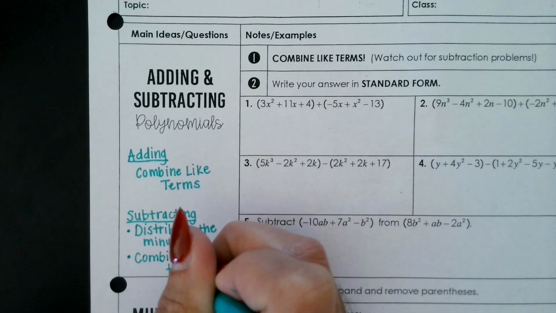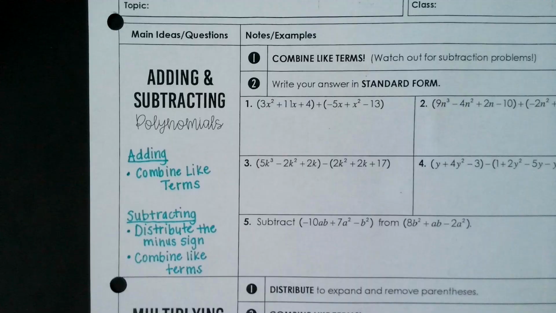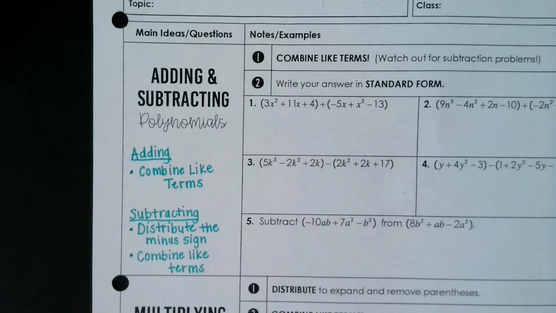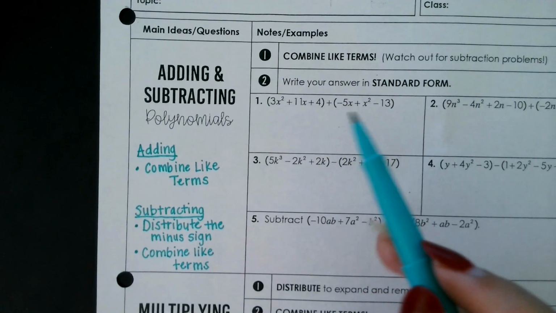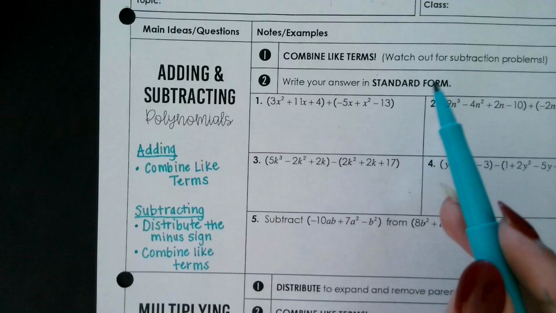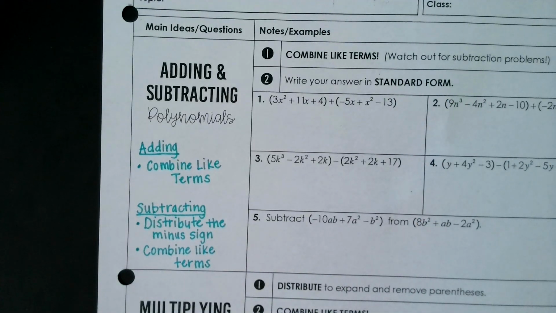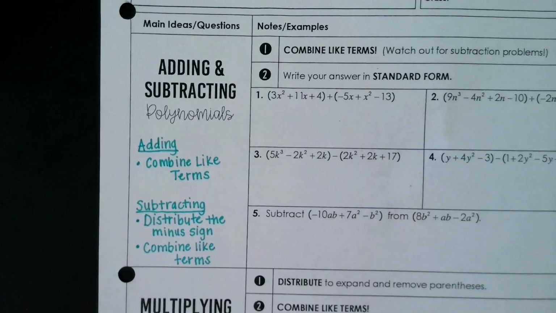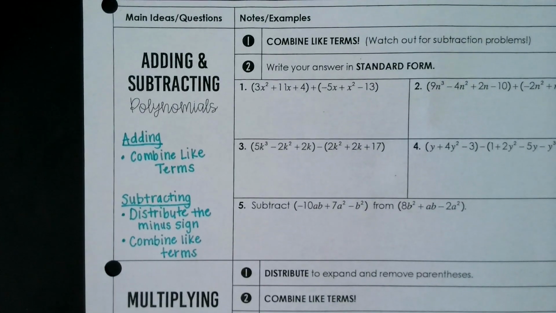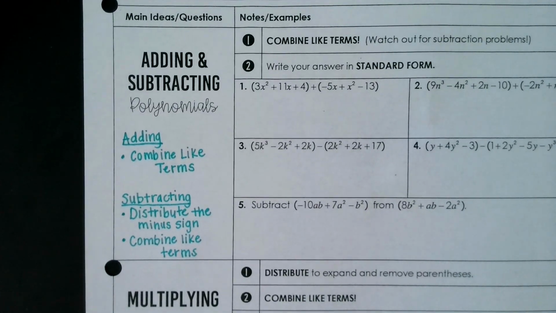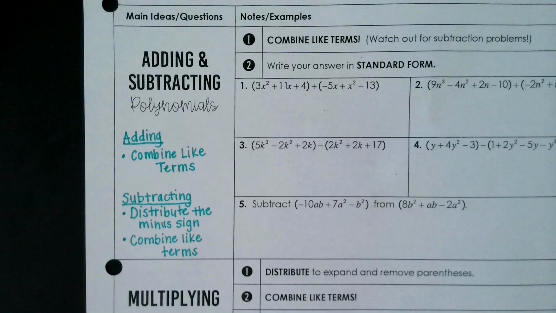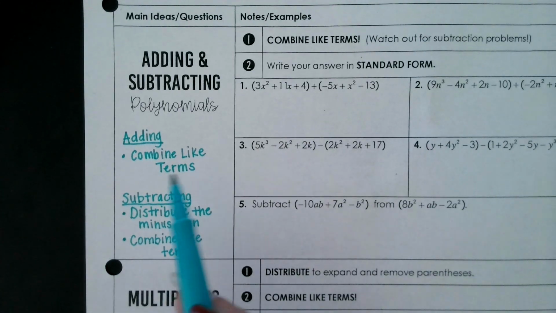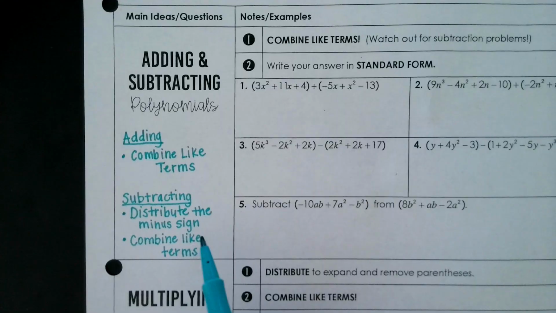So we could say on adding, there's really just one step: combine your like terms. They did add this: write your answer in standard form. We'll talk about standard form in just a second. That one's pretty easy, but because a lot of problems do say write your answer in standard form, you'll know how to do that. But we're either just going to combine like terms or distribute the minus sign and then combine like terms, depending on the problem.